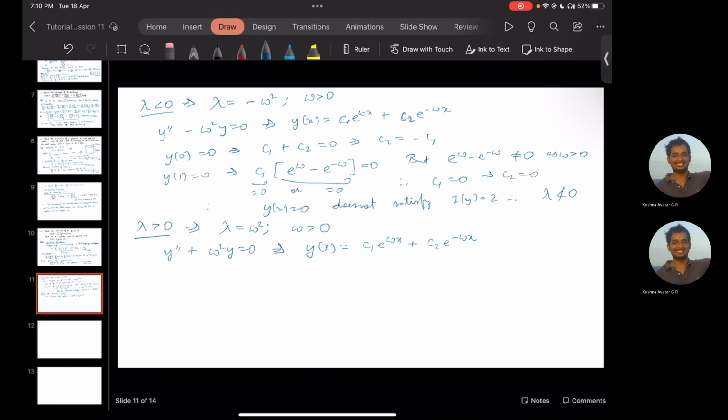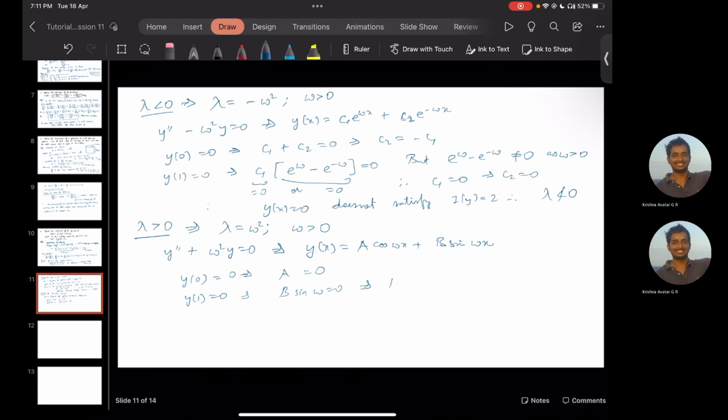Okay. Now using boundary conditions, y of 0 is equal to 0, this implies that... sorry, this shouldn't be this. I'm sorry. I think it will be a cos omega x plus b sin omega x. Okay, and then what we have is y of 0 is equal to 0. This implies that a is equal to 0, fine, and then y of 1 is equal to 0. This implies that b sin omega is equal to 0.